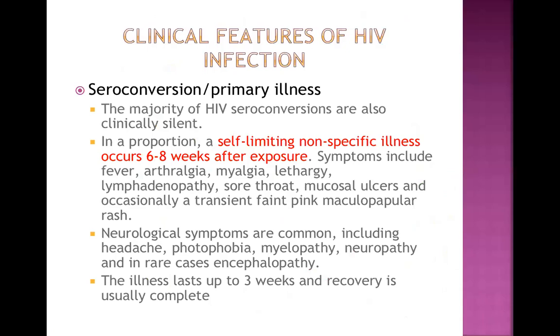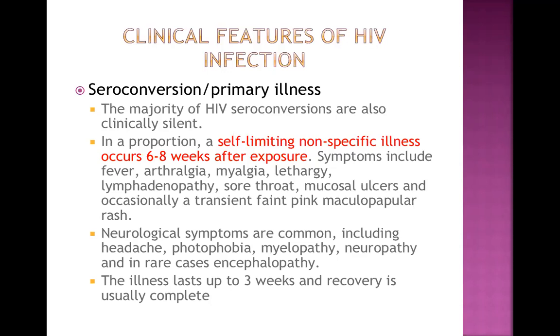So let's talk in detail about the different clinical stages and clinical features of HIV infection. The first one is called primary illness or seroconversion phase. Now, the majority of these seroconverters are clinically silent. That means they don't show any particular signs and symptoms. In some percentage, a self-limiting non-specific viral illness occurs. This usually occurs around 6 to 8 weeks after the exposure. That means after the virus enters the human body, around 6 to 8 weeks after that, they develop non-specific illness like fever. This fever is not that high grade. It is usually low grade fever, arthralgia, myalgia, lethargy, non-specific lymphadenopathy, sore throat, ulceration in the mucosa, especially oral, and sometimes a transient maculopapular rash.